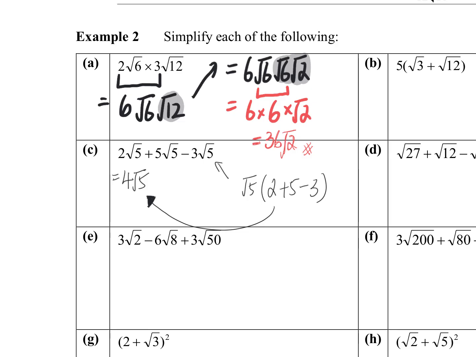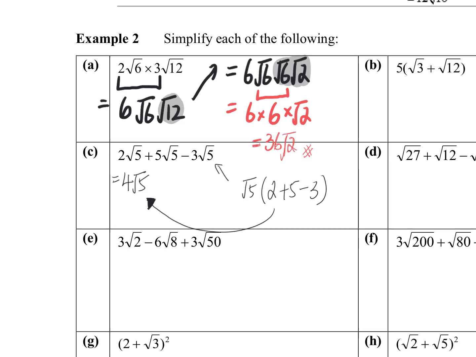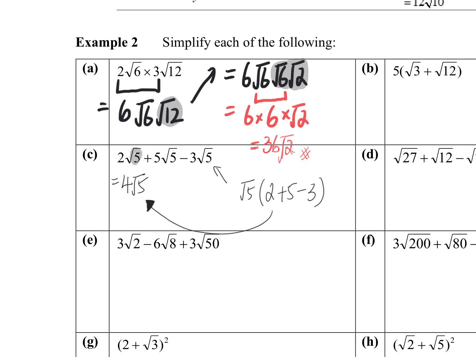Okay, this one. Next one. If you look at 2, 8, and 50, what is the simplest root number they can break down to? You just pretend that all these are x. So it's like 2x plus 5x minus 3x. Then put back the x as root 5.